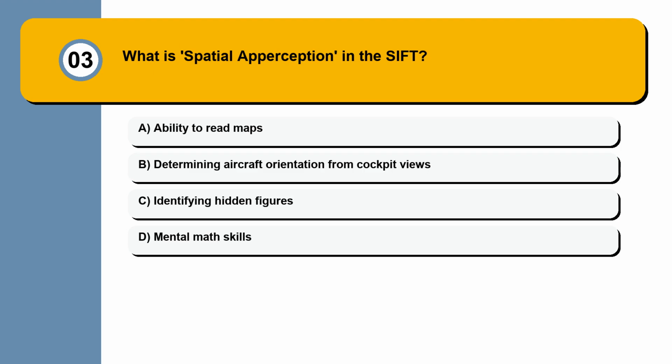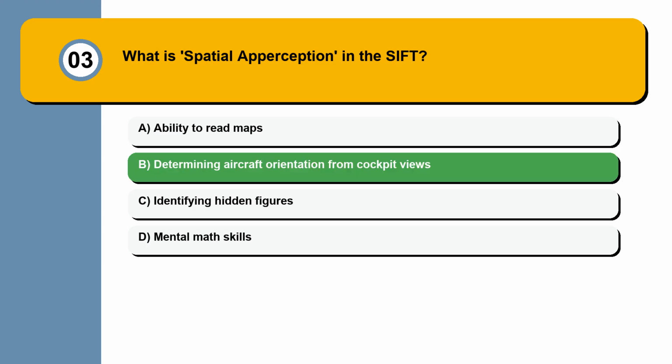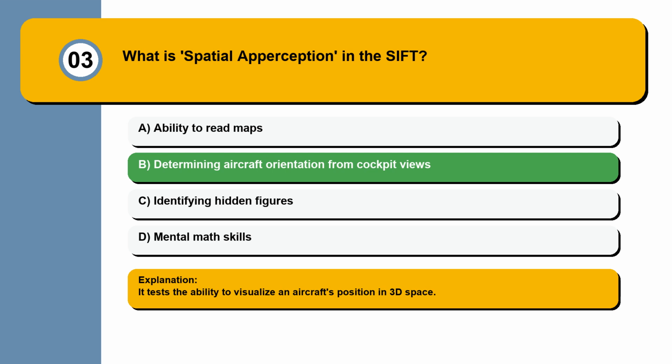Question 3. What is spatial apperception in the SIFT? Ability to read maps, determining aircraft orientation from cockpit views, identifying hidden figures, mental math skills. It tests the ability to visualize an aircraft's position in 3D space.